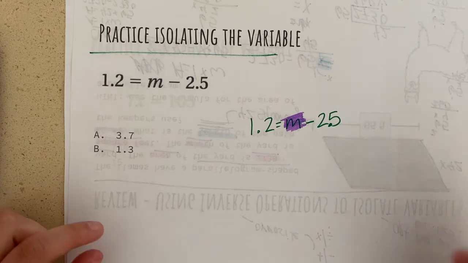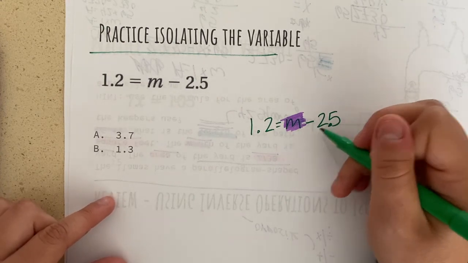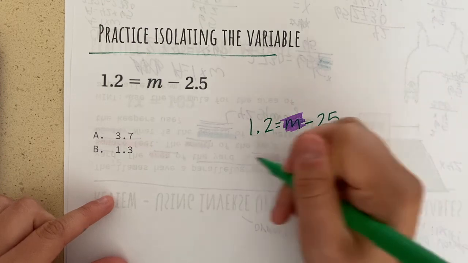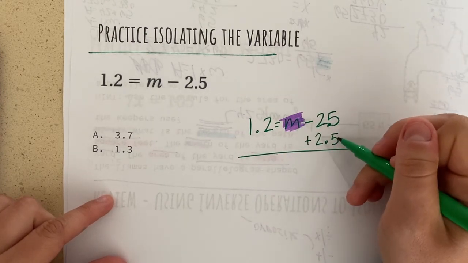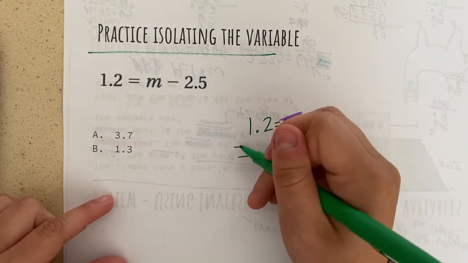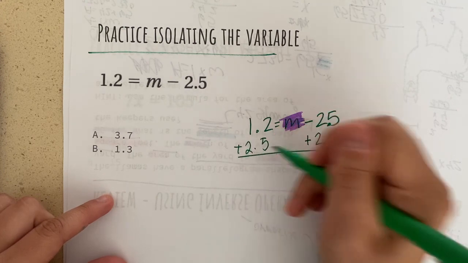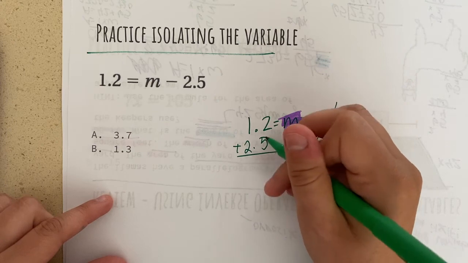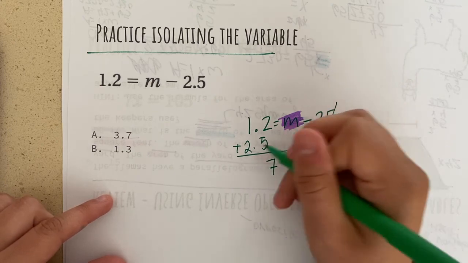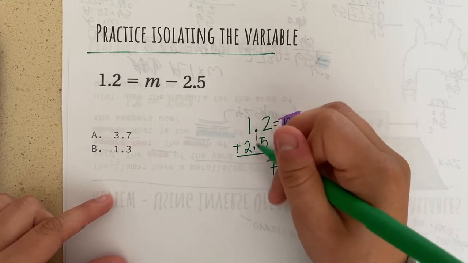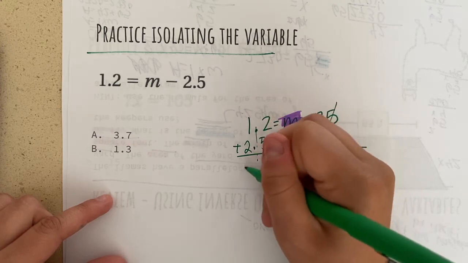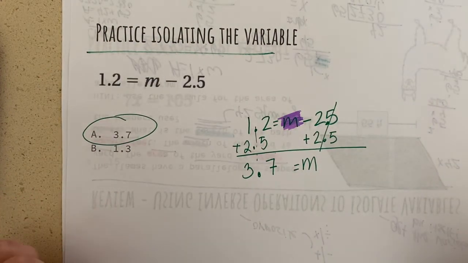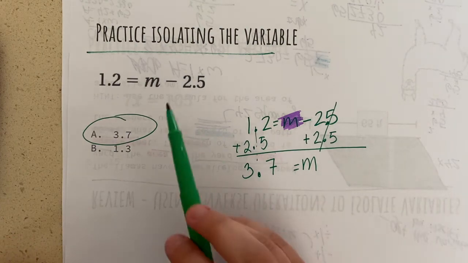So I have minus 25. So I need to do the opposite, or the inverse, which is plus 25 to this side. And then whatever I do to one side, I need to do to the other. So m equals 5 plus 2 is 7. Bring down my decimal. 2 plus 1 is 3. So my answer is 3.7, or 3 7/10 for m.